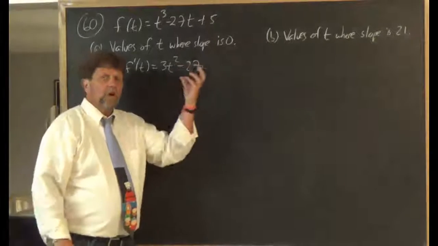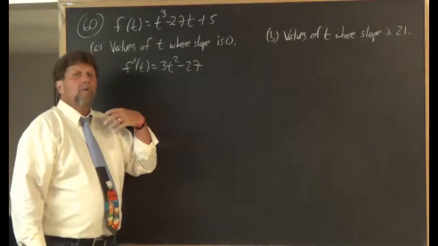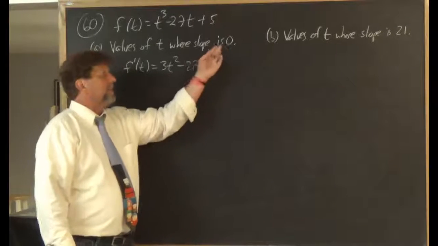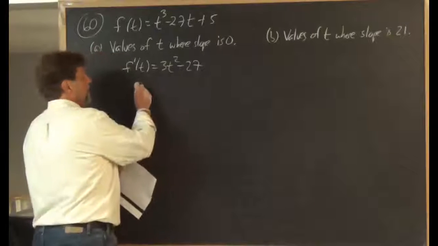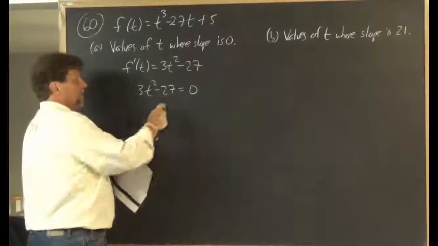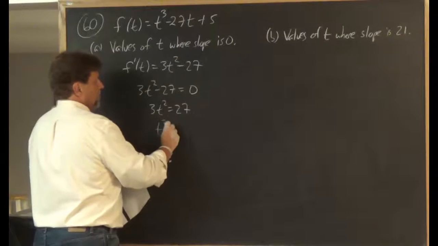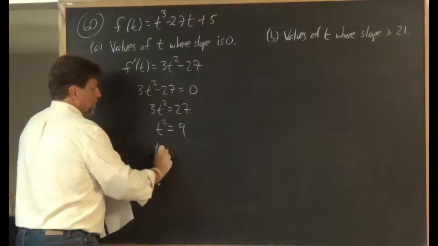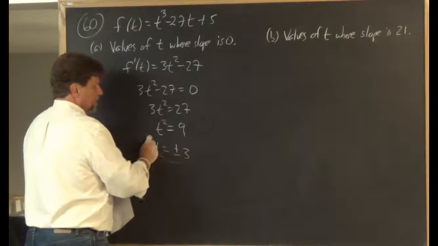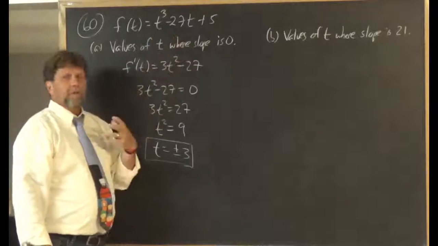And we want to know where the slope of y equals f of t equals 0. That's like the slope of the tangent line is 0. So since the derivative gives us the slope of the tangent line, we want to know where this is 0. We just take it and set it equal to 0 and solve for t. So add 27 to both sides of the equation. Divide both sides of the equation by 3. Take the square root of both sides. Remember the plus or minus when you take the square root. So there are two values of t where the slope of this curve would be 0, where we would have a horizontal tangent line.